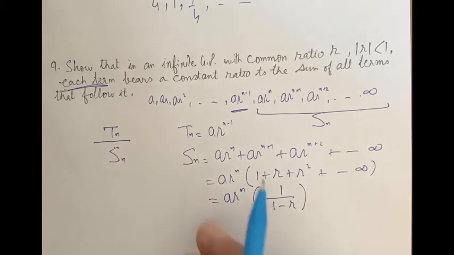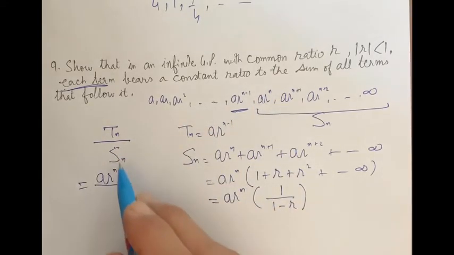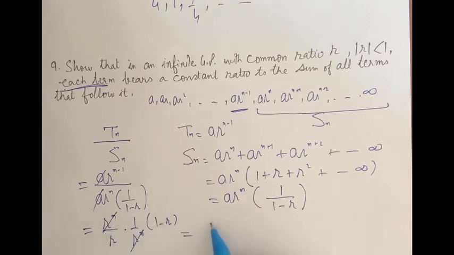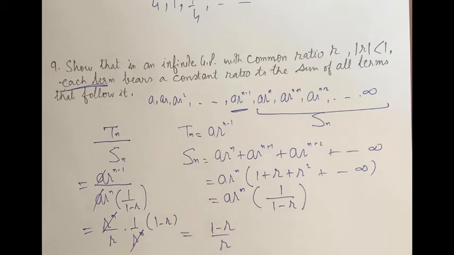We substitute the values of Sn and Tn here. So this is ar^(n-1), and Sn is ar^n upon 1 minus r. So a will cancel out. r^(n-1) can be written as r^n upon r. And we can shift 1 minus r here, so r^n will cancel out. So this ratio is 1 minus r upon r. For a GP, since r is constant, therefore 1 minus r upon r will be constant. And this is what we wanted to prove.